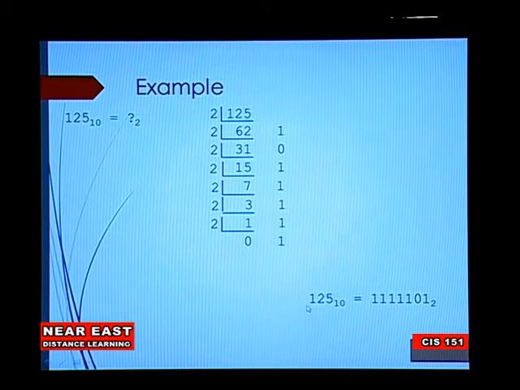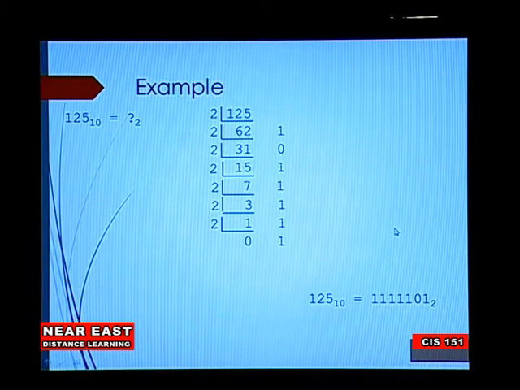Now for 125, we write it from the bottom to the top. So this shows us 125 in base 10 converted to binary in base 2. We write it from here: 1, 1, 1, 1, 1, 0, 1 in base 2, which is the binary.